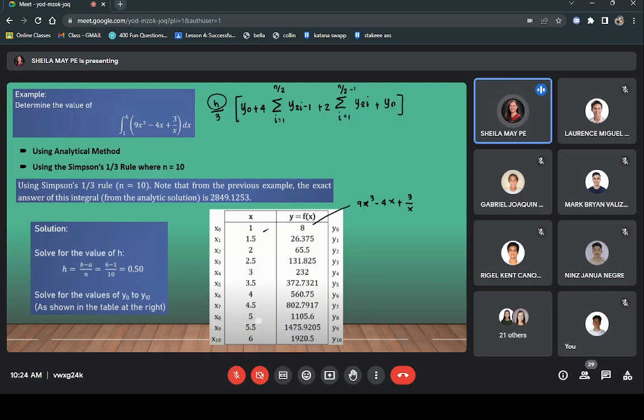Substitute x with 1, 1.5, 2, 2.5, 3, up until 6, because we have a step size of 0.5, adding 0.5 each time until you reach 6. And you can get these values.